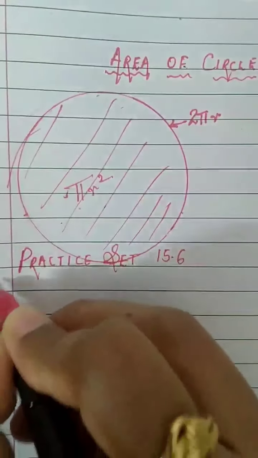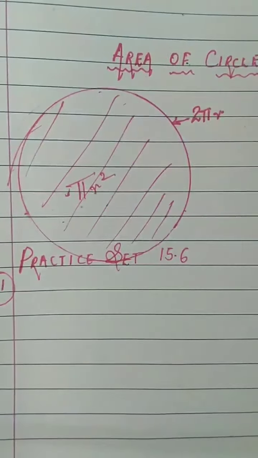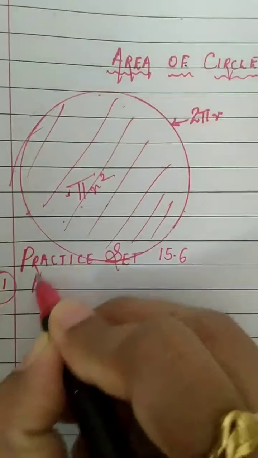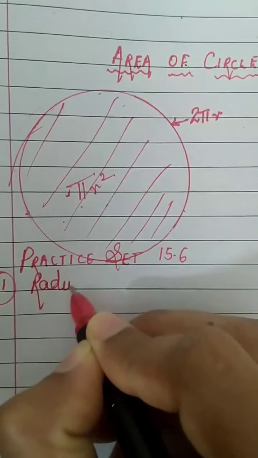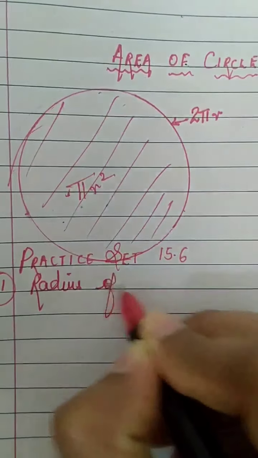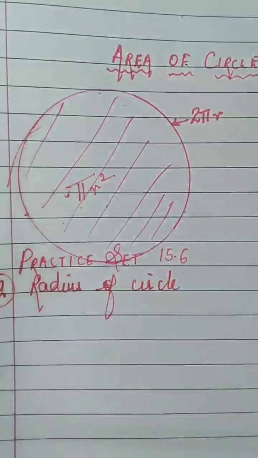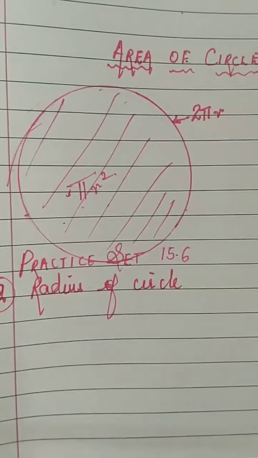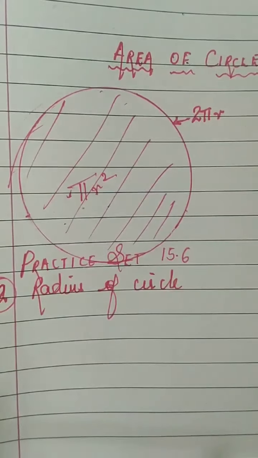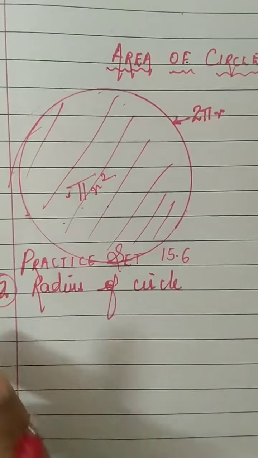Practice set 15.6, first sum. Write down radius of circle. I will do the second sum. After going through the second sum, you can do the first sum.